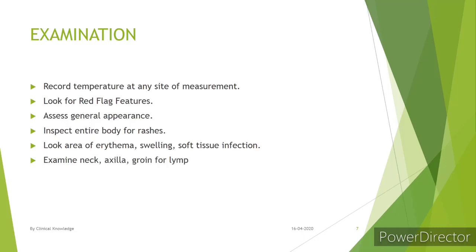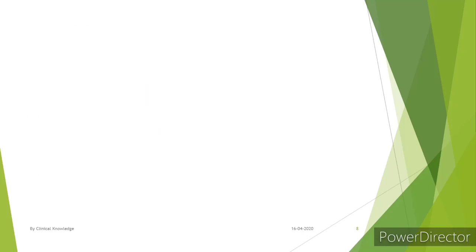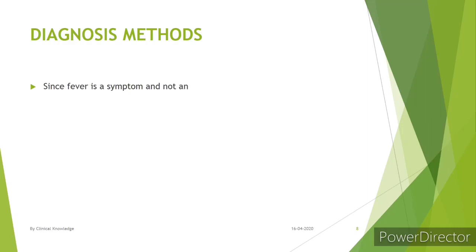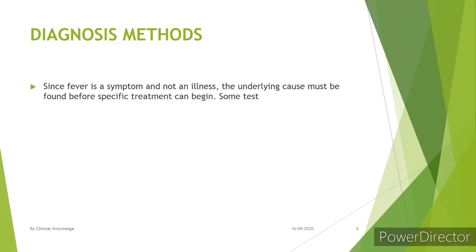Diagnosis methods: since fever is a symptom and not an illness, the underlying cause must be found before a specific treatment can begin. Some tests may be necessary if the cause of the fever is not clear after your doctor has taken a medical history or performed an examination. These tests may include blood tests, urine examination and culture, throat swabs and mucous sample examination and culture, stool examination and culture, and X-rays.